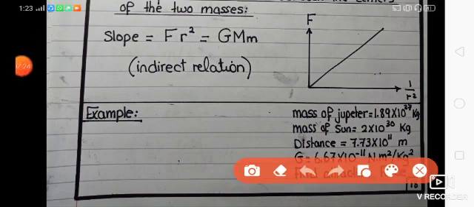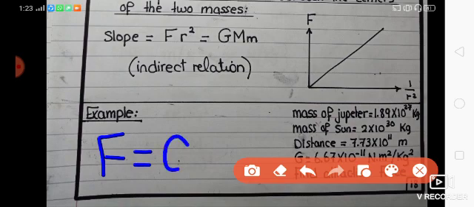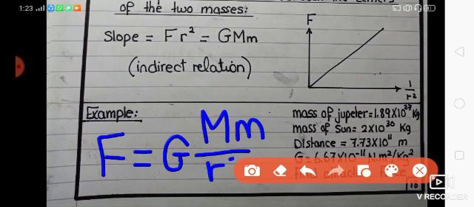And here is an example to solve depending on our rule. The given is the mass of Jupiter, the mass of the Sun, the distance between their centers, and he gives me the gravitational constant and asks me to find the attraction force. So we are going to write our rule: F equals G M capital m small over r to the power 2, and answer the example.